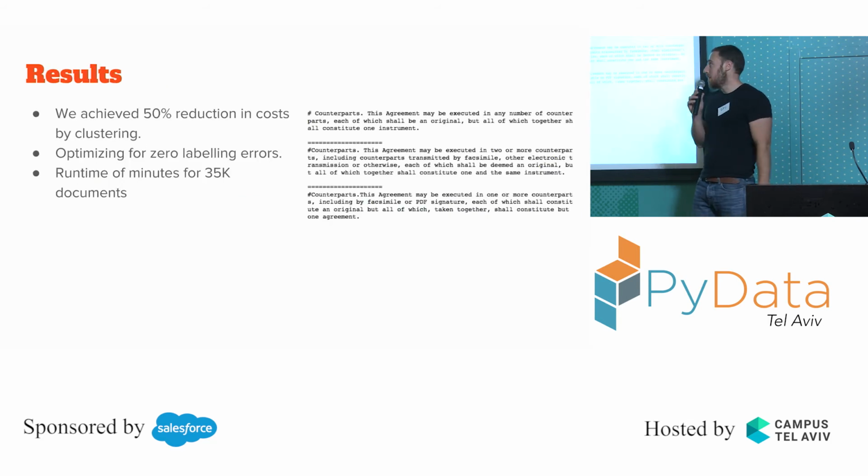Next, regarding results. So we applied this method on 35,000 documents, and we were very picky, we didn't want any labeling error. And we got 50% reduction in labels. So 50% less money, and we are all happy. It runs in a matter of minutes or less, depending on your data, but it's not something that you need to run overnight.